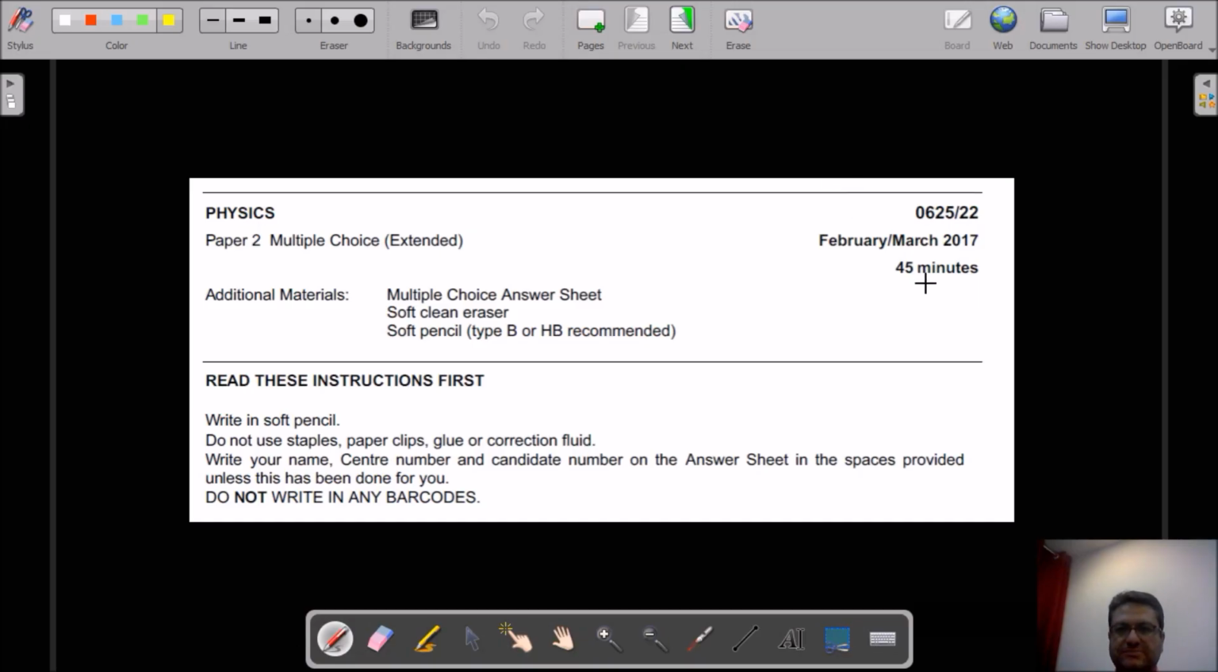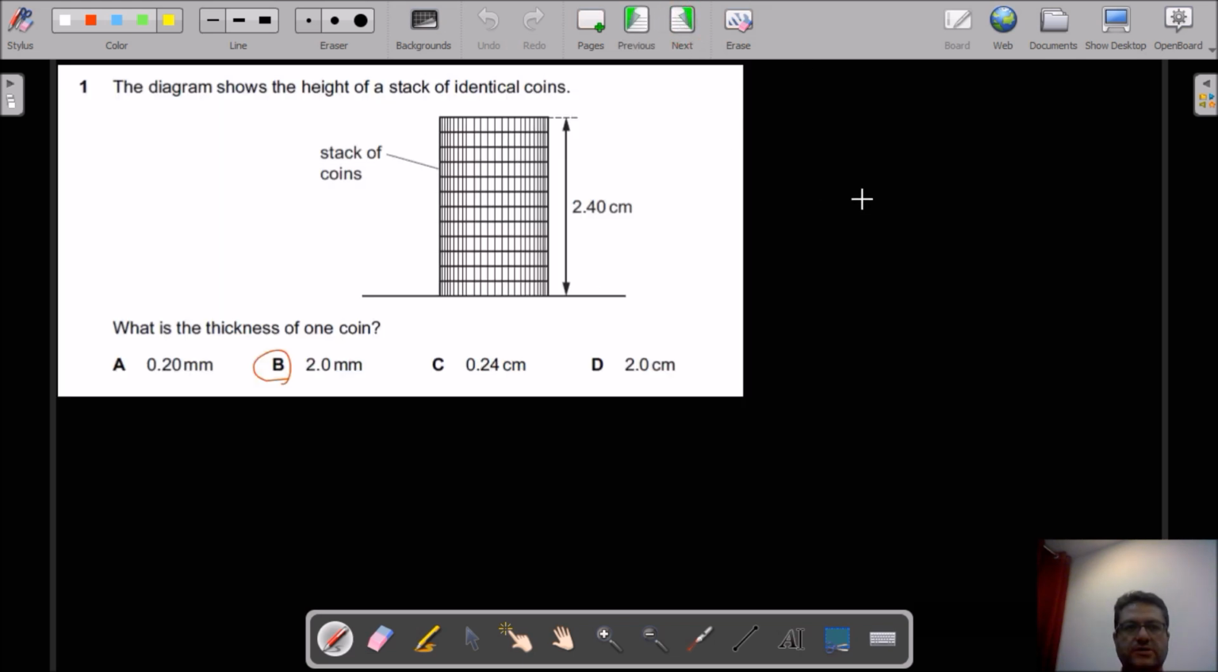Hello, this is a past paper of IGCSE February-March 2017, component 2.2. Question number 1. The diagram shows the height of a stack of identical coins. What is the thickness of one coin?